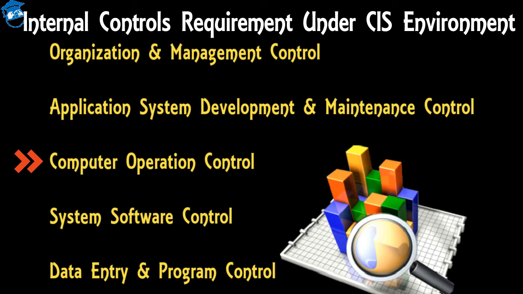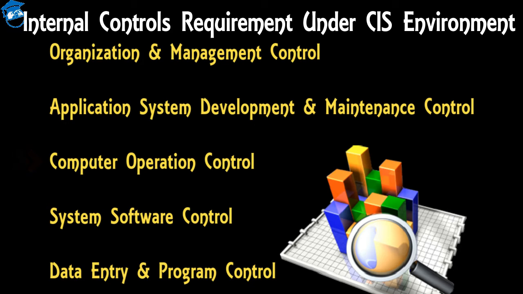So you need to check whether access to the computer operation is restricted to authorized personnel only, and only authorized programs are being used. You as an auditor need to check that as well: only authorized programs are used, and unauthorized programs are avoided. Next, that processing errors are being detected and corrected as well. You need to check whether the processing errors are detected and corrected on time or not. These are the things covered under your computer operation control.